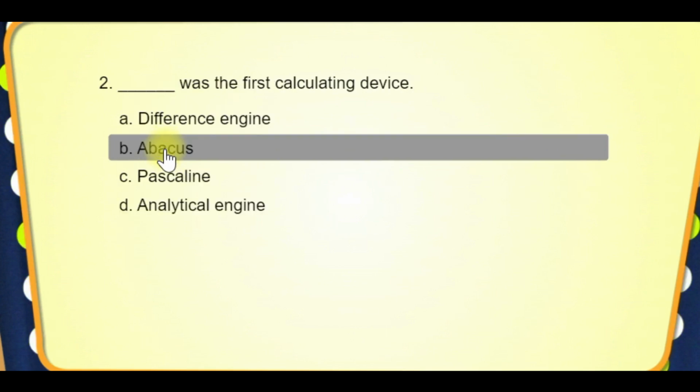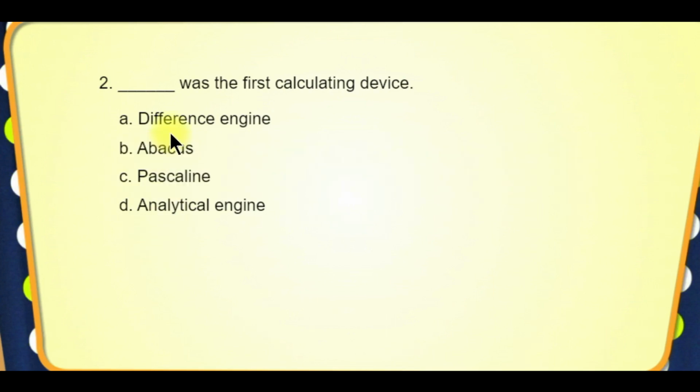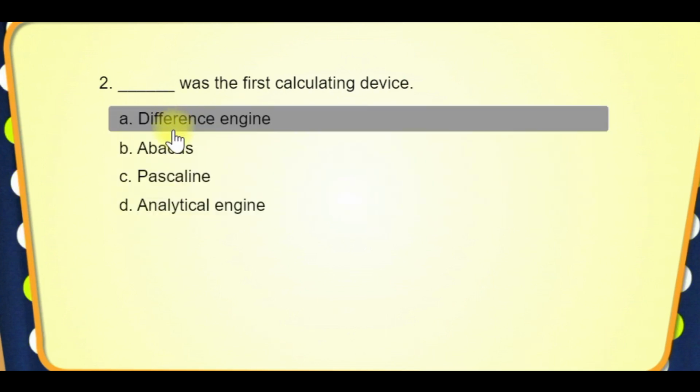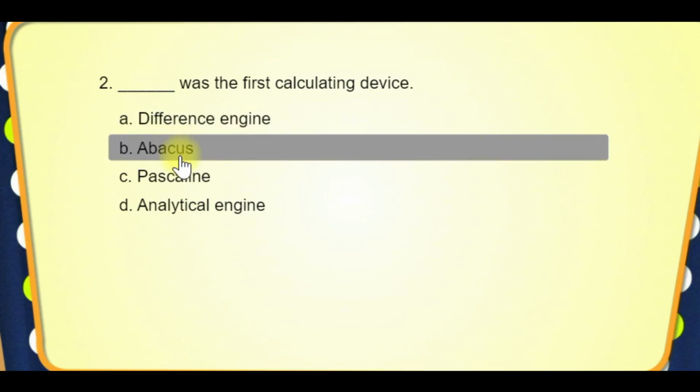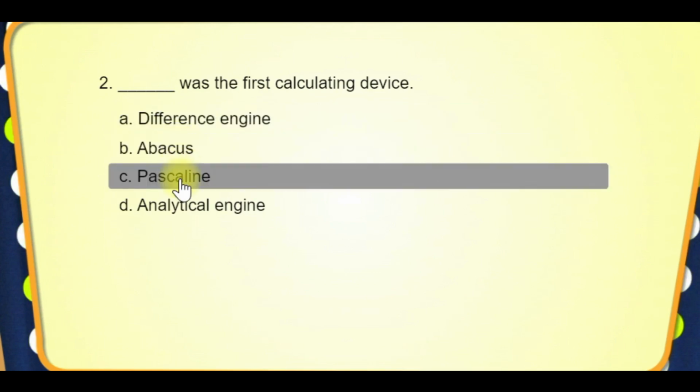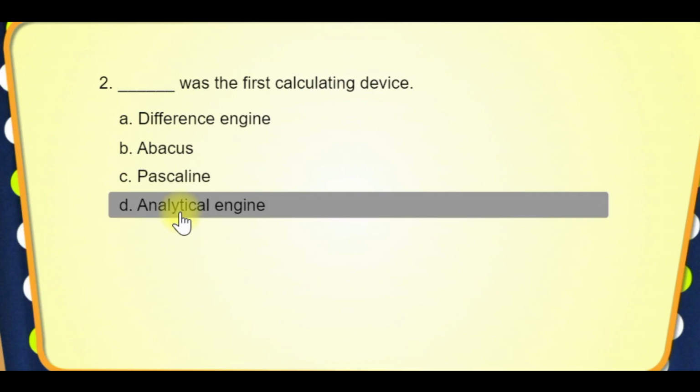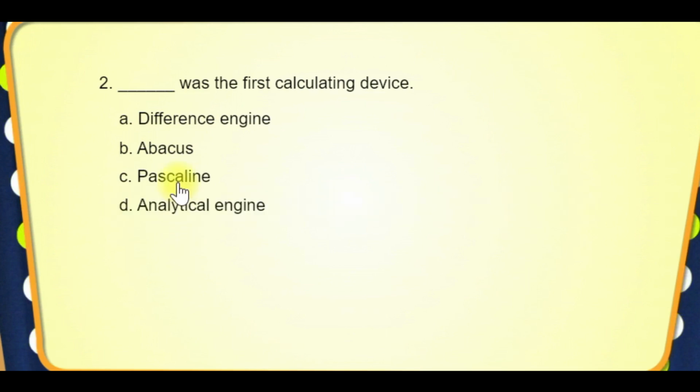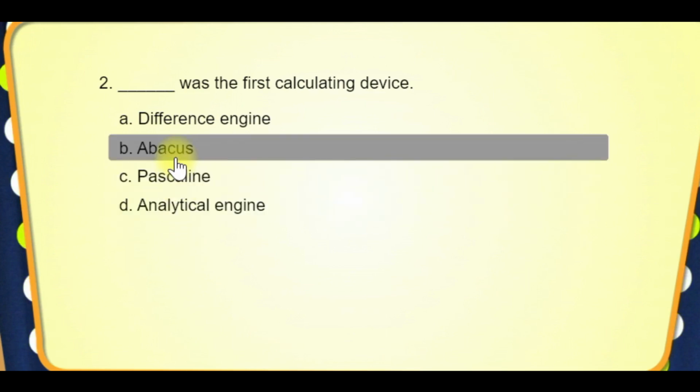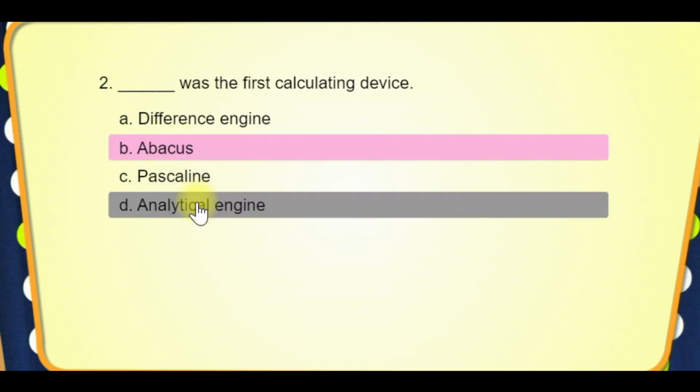Second question. Dash was the first calculating device. Option A, difference engine. B, abacus. Option C, Pascaline. Option D, analytical engine. Correct answer, abacus.